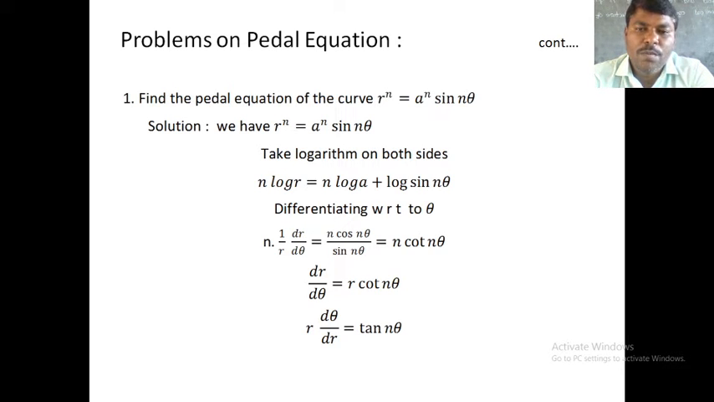This is equal to, for the RHS, log of a raised to n into sin n theta. This is of the form log mn, which can be written as log m plus log n. Applying that formula, finally we get n log a plus log of sin n theta. Differentiate with respect to theta.